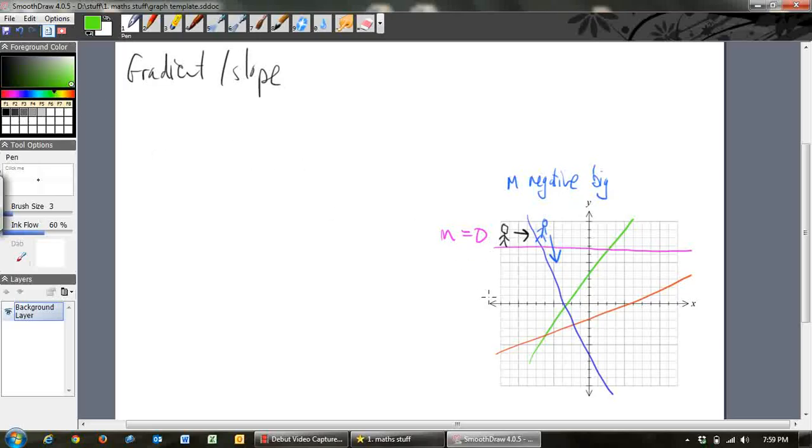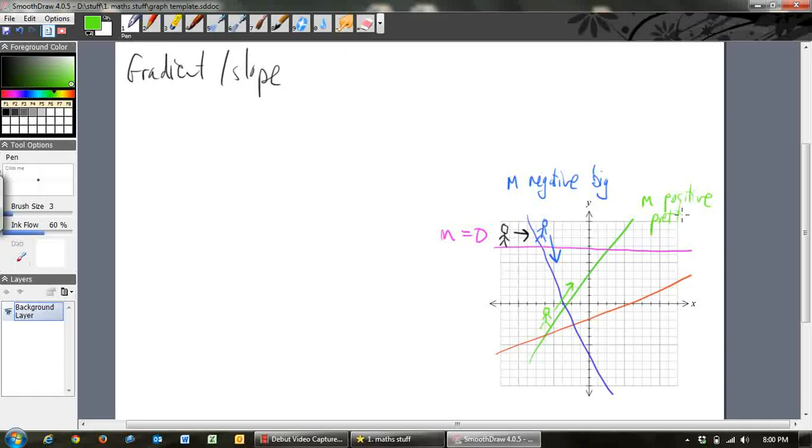Okay, good. Let's have a look at the green one. If you're some dude on the line, again walking from left to right, what's happening to you? Well, you're walking uphill, aren't you? So for the green, m, which is the gradient, is the symbol we use to represent the gradient or the slope. m will be positive, we're going uphill.